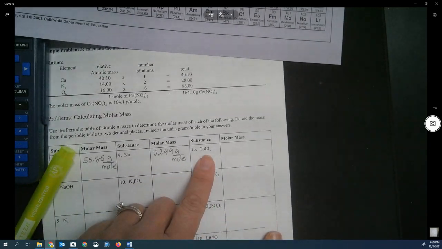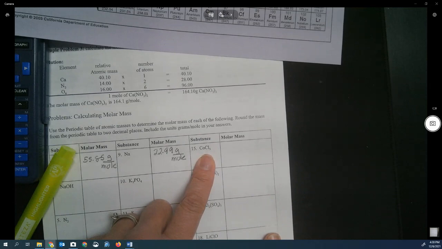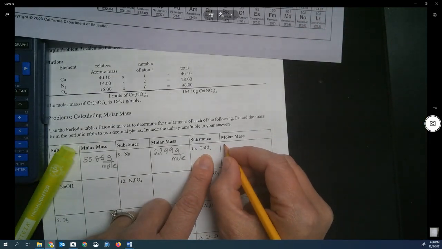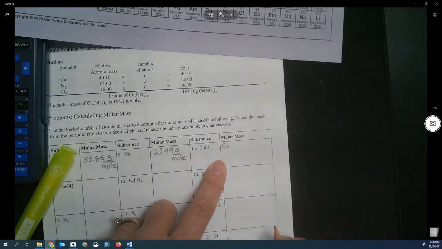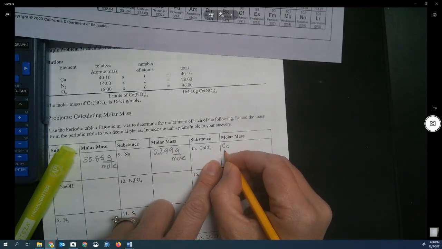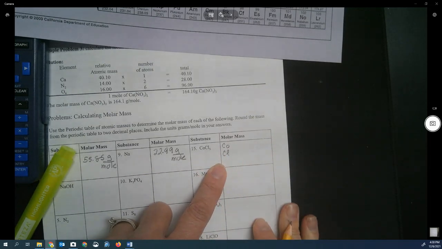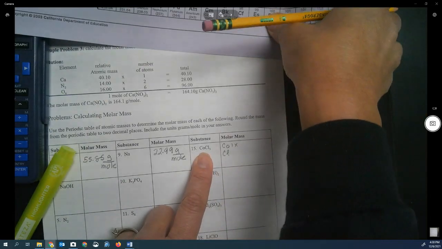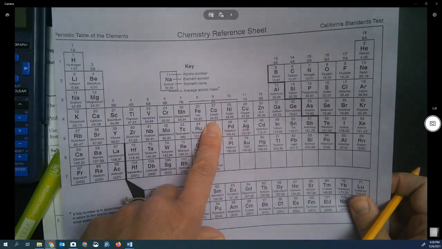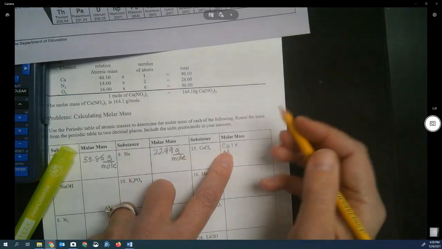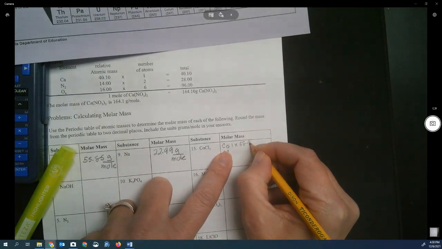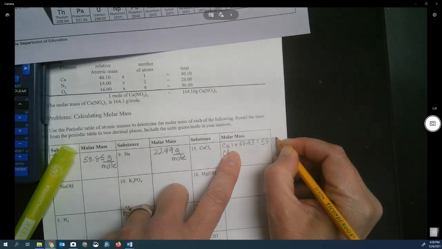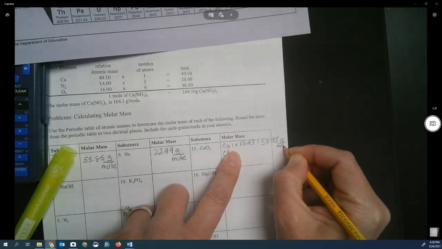Now, let's take a look at cobalt 3 chloride. So cobalt 3 chloride, we're looking at 2 different elements. So I'm going to take Co and my chlorine, Cl, and make a list. So in my formula, I have 1 cobalt. I'm going to multiply by the molar mass that I find for cobalt, which is 58.93. So I'm going to take 58.93, multiply that by 1, and I get 58.93 grams per mole.